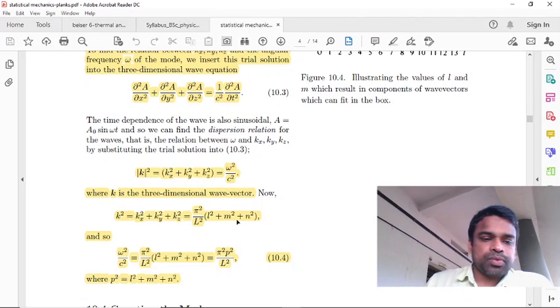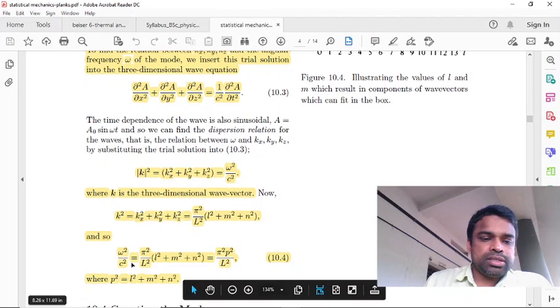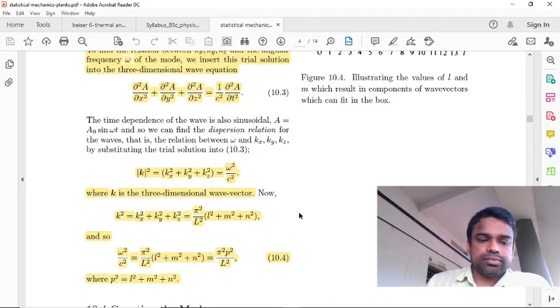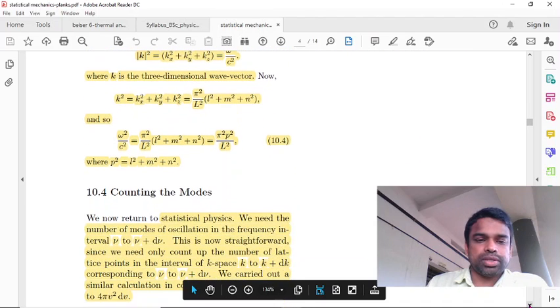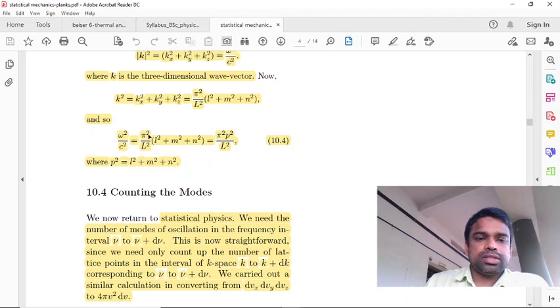And so omega square by c square is equal to this equation. This is equal to omega square by c square. Taking l square plus m square plus n square together with pi square by l square, this statement becomes pi square by l square.